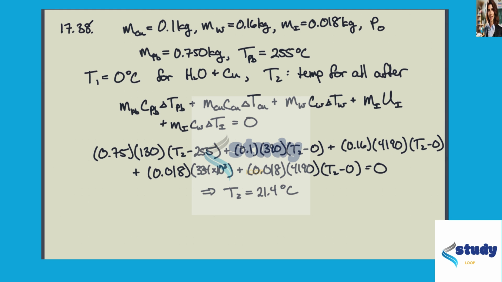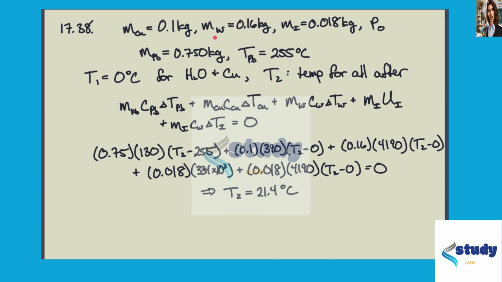So in this problem, we have a copper calorimeter can, and it has a mass of 0.1 kilograms. It contains 0.16 kilograms of water and 0.018 kilograms of ice. It's all at atmospheric pressure, so we don't have to worry about pressure considerations in this problem. And then we drop a hot piece of lead into this, and the lead weighs 0.75 kilograms, and it is initially at 255 degrees C.